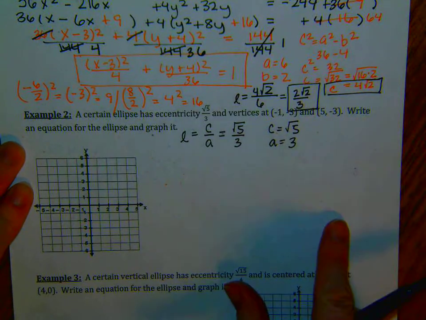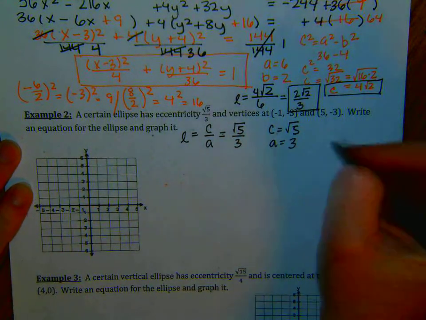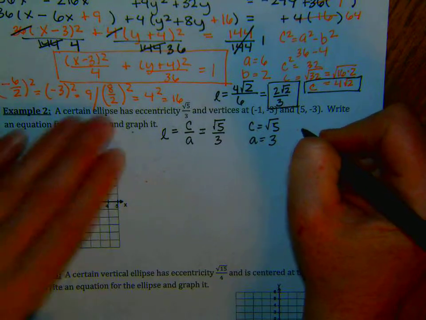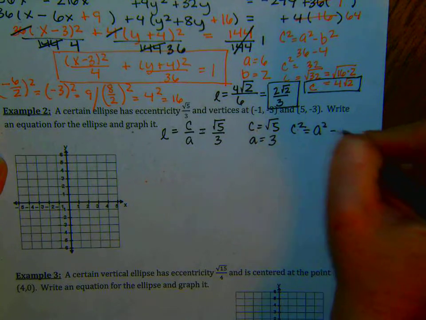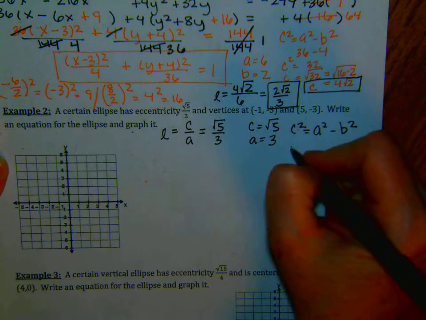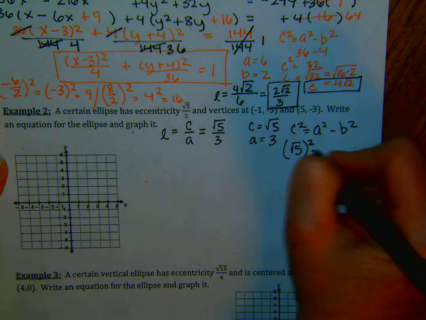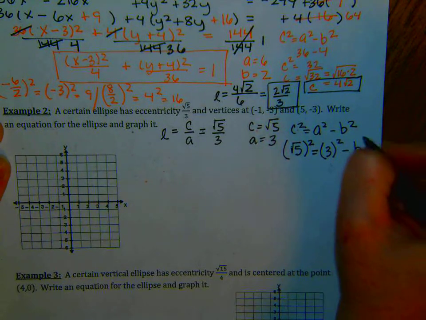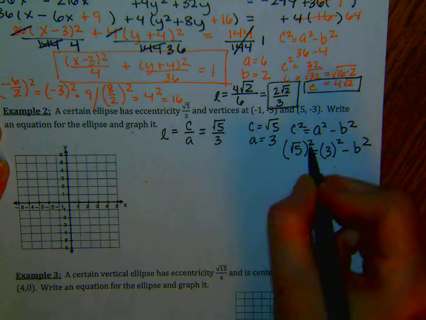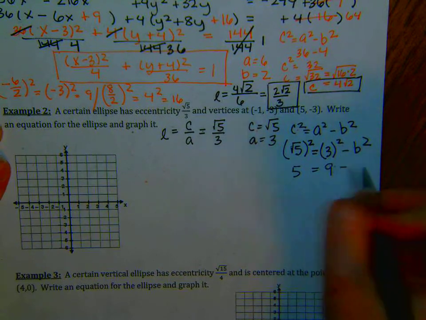With C and A, you can find B. So let's find b. You also have these points, so that's going to tell you something as well. So first of all, let's find b. You have an ellipse, so you have a formula. C squared equals a squared minus b squared. So you have radical 5 squared equals 3 squared minus b squared. So what is radical 5 squared? That would just be 5 equals 9 minus b squared.